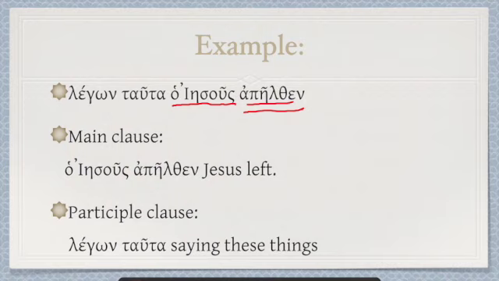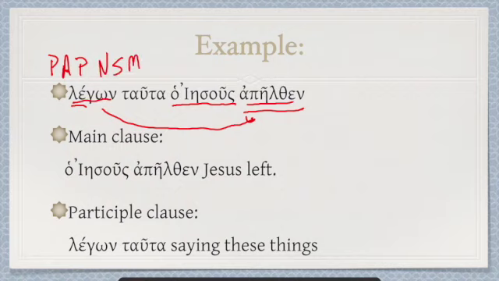Jesus left. What our participle clause does is this participle modifies the verb. And so note here, we get our first principal part, leg, we get the connecting vowel, and then the ending there, legon. So this is going to be a present active participle, nominative, singular, masculine form of lego. So saying these things. And so our participle, we're going to translate as saying.